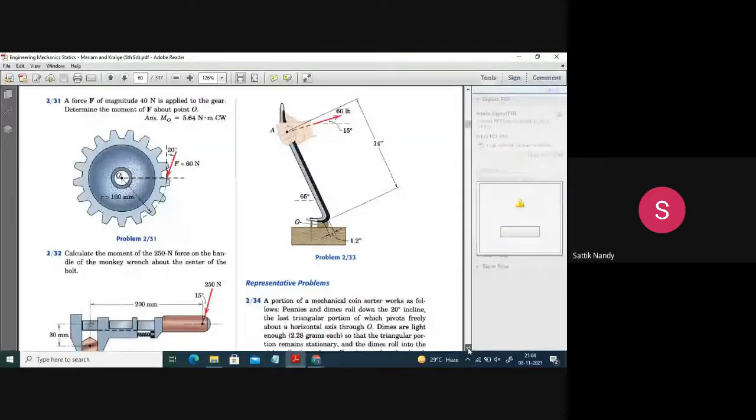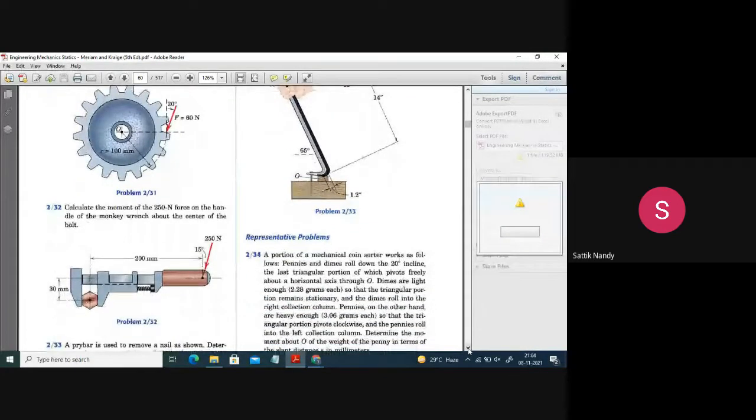So the next one is also a similar problem, totally similar. You can try it at your home also.